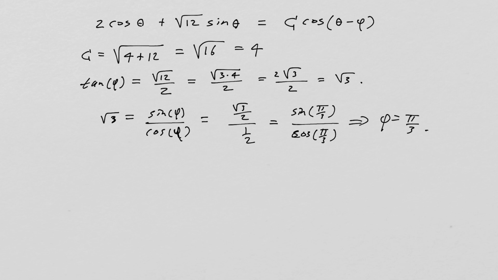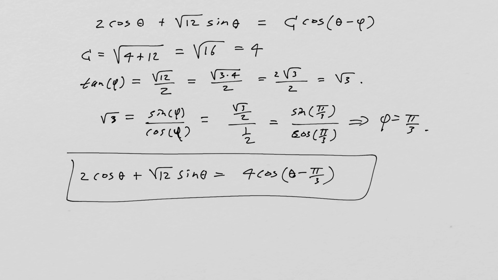All right, so putting it all together, 2 times cosine of theta plus root 12 sine of theta can be expressed as 4 cosine of theta minus pi over 3. Okay, I hope that clarifies how to find the phase amplitude decomposition of a sum of trigonometrics. Thank you very much.